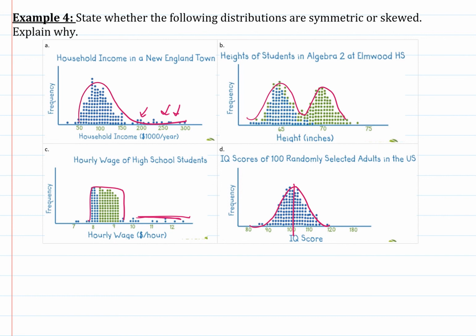And this would be bimodal because 65 inches and 70 inches are both really popular. Probably the blue and the green are males and females, right? And so this would be like sort of your average male height and your average female height.